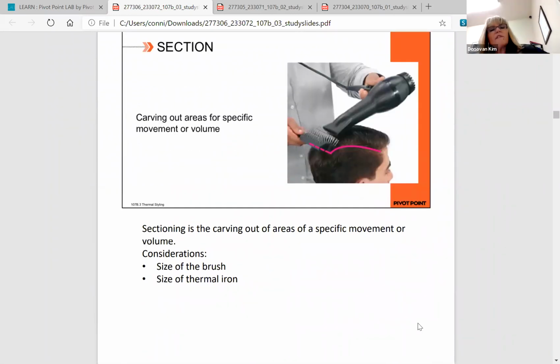So sectioning is carving out areas for specific movement or volume. The size of the brush, the size of the iron, the amount of hair you put in the brush, the type of brush that you use, it's all going to make a difference on the type of sectionings that you use, how much volume you're going to be getting, how much control you have over that hair. We section for control. That's the main purpose of sectioning, to control that hair. So when we're sectioning in our blow drying, we're doing the same thing. We're controlling the hair, but we're doing it for specific movement or volume.